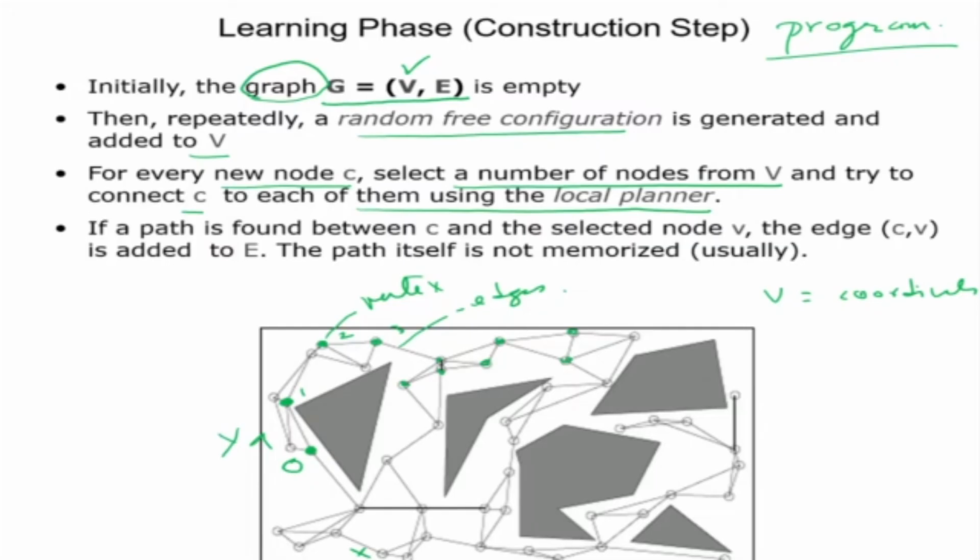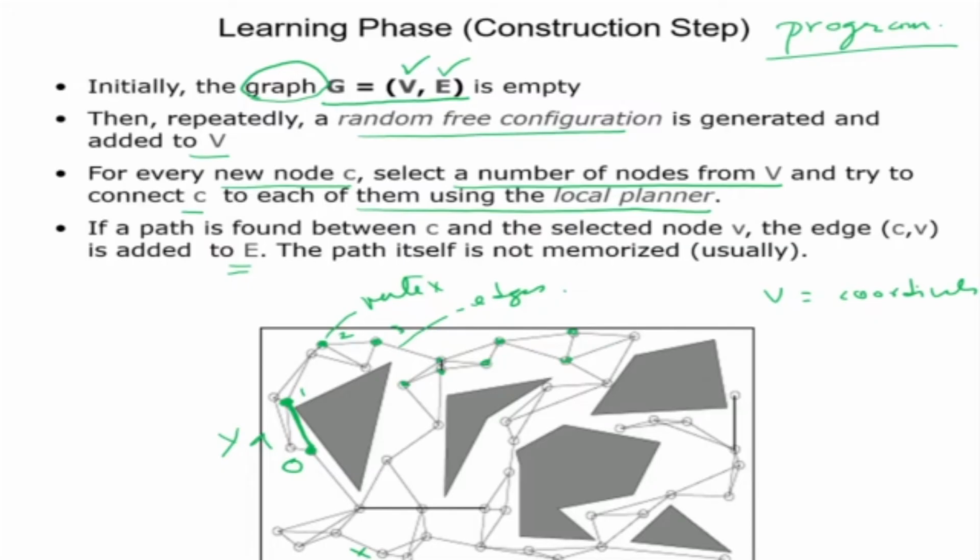Now if a path is found between C and the selected node V, the edge CV is added to E. That means if the path exists between this point and this point, then that edge is added to E here. So this is how we are generating our graph. We start off, V and E are initially empty.